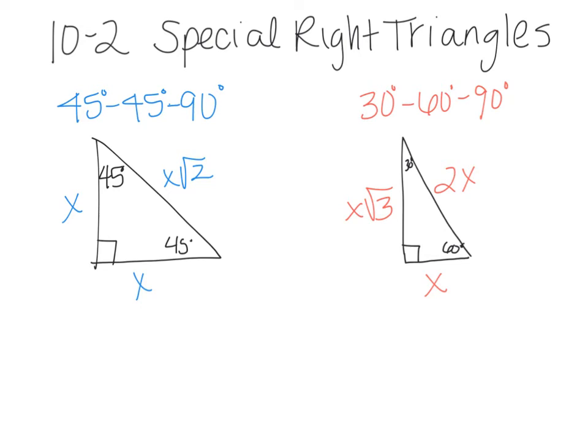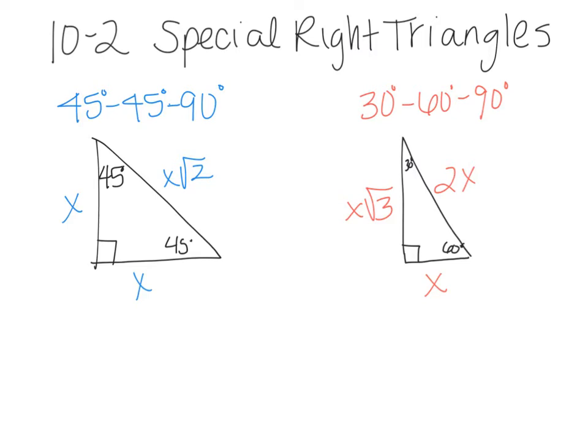Hey guys, this is going to be 10-2 special right triangles. This particular lesson is probably going to be either really difficult or really easy. What I have on the screen is what's called special right triangles, and there's two of them. There's a 45-45-90 and then there's a 30-60-90.